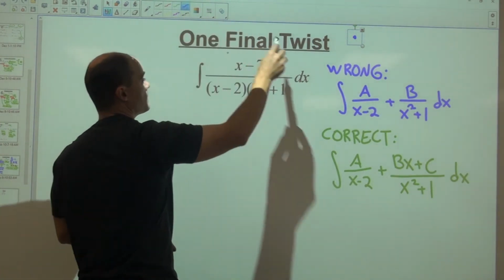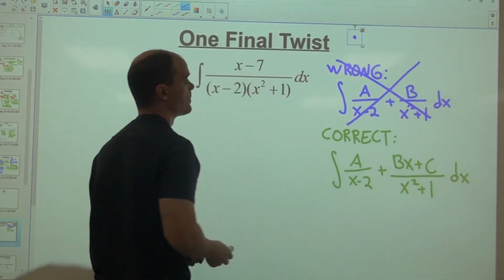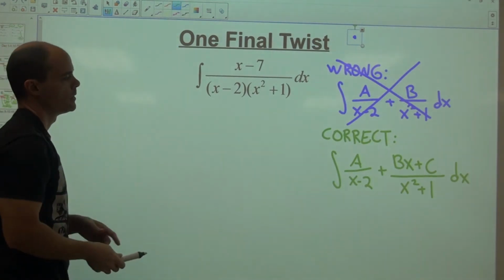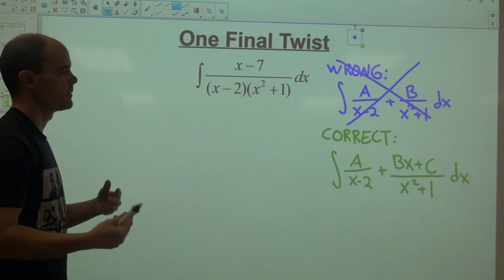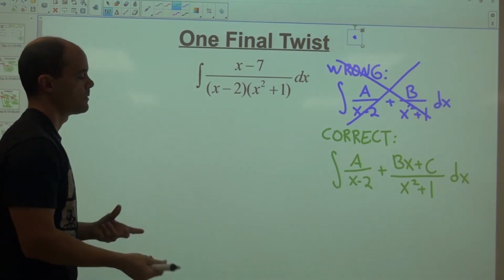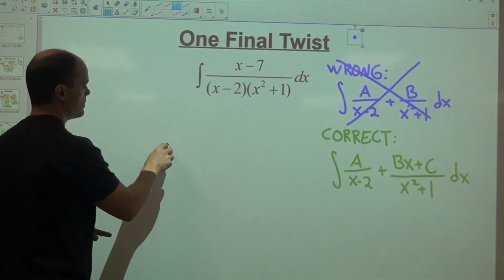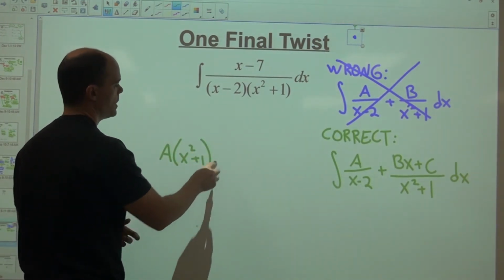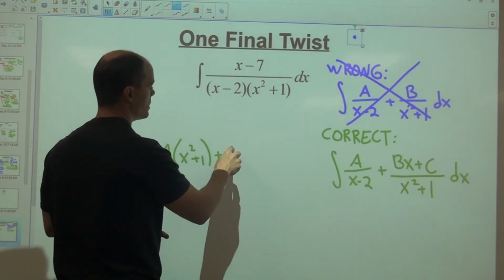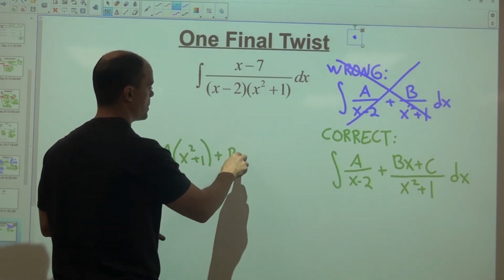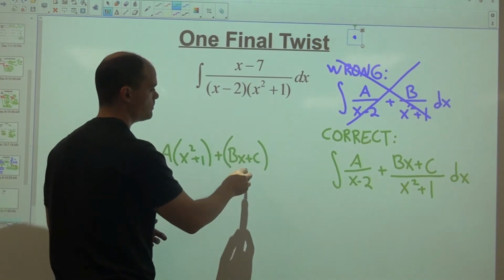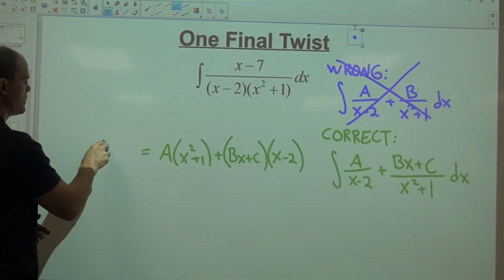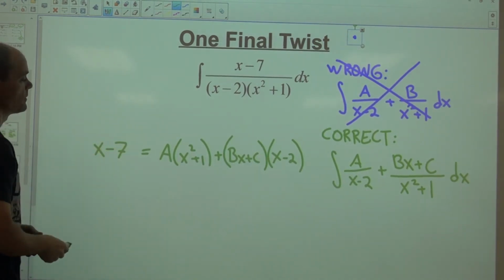I don't want this. And now, once again, it's the same as every other problem. You do your algebra, you find your common denominator, etc. All right, so what would my common denominator be in this case? Well, I'd multiply a by x squared plus 1. I would multiply b, what is it, Bx plus c times x minus 2, and I would need this to equal x minus 7.